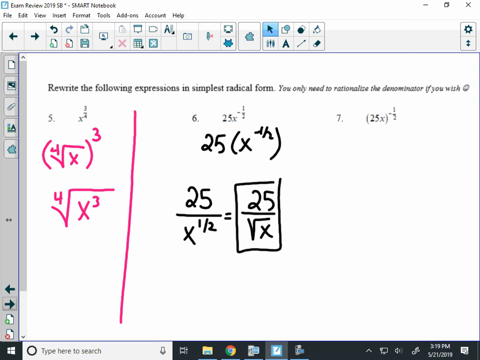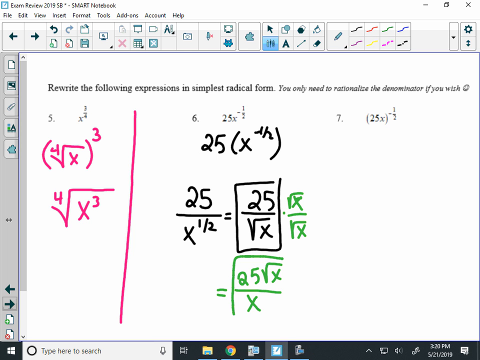Technically, we don't like radicals in the denominator, so you could rationalize this by multiplying by radical x over radical x. You don't have to here. I'm just showing you that you can. You would multiply straight across and get 25 radical x over x. That's the second answer that's on your solution sheet.